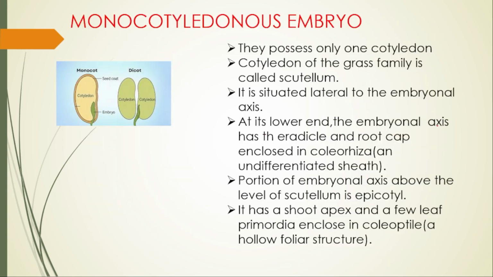At its lower end, the embryonal axis has a radicle and a root cap enclosed in coleorhiza, that is an undifferentiated sheath, whereas the portion of the embryonal axis above the level of the scutellum is called what? Epicotyle, and it has a shoot apex and a few leaf primordia enclosed in the coleoptile, a hollow foliar structure.